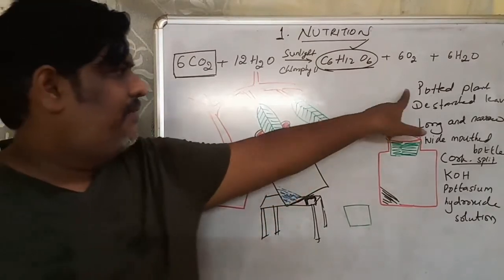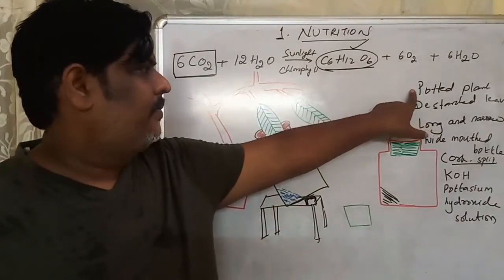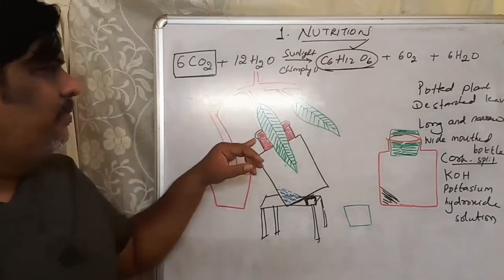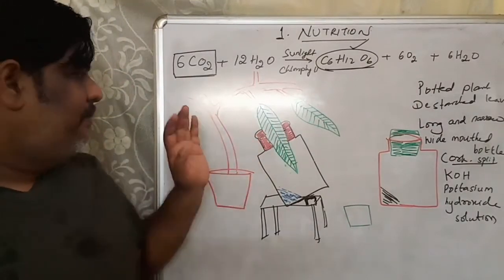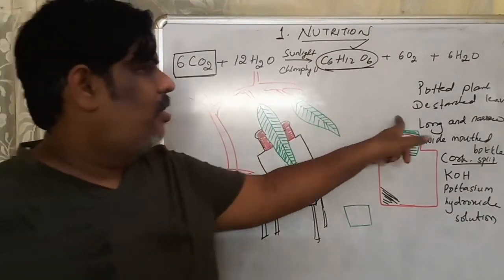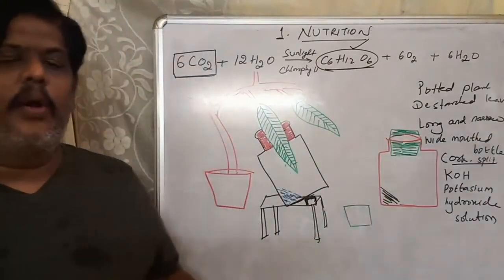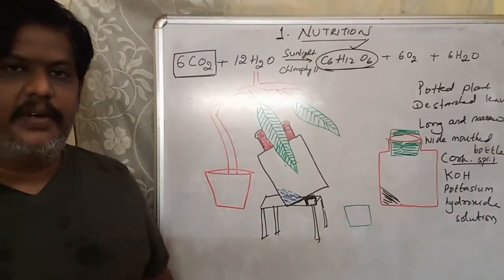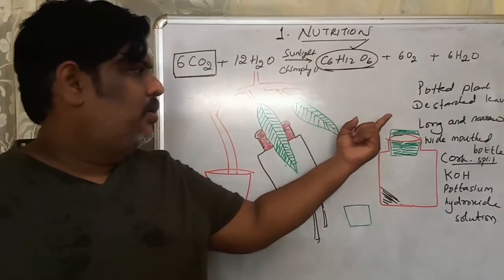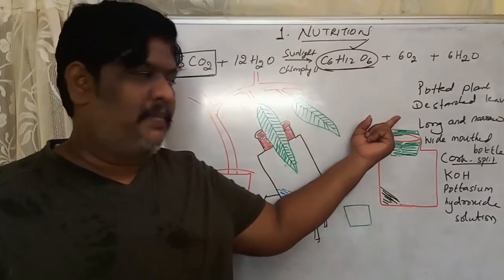So first, we have taken the potted plant here, and the potted plant should have a de-starched leaf. Basically, select the plant which has long and narrow leaves. If you take broad leaves, it might not be useful for our experiment. So better you take long and narrow leaves, it's mandatory.